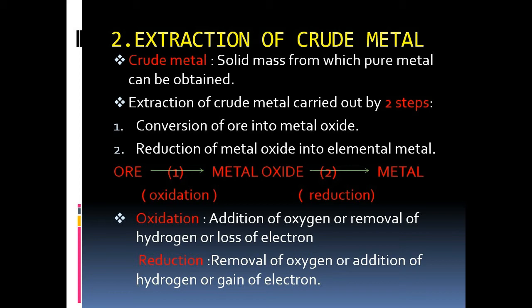So students, first the ore converts to metal oxide by an oxidation process. That is the first step. Then the metal oxide converts to metal by reduction. This is the second step. As you all know, oxidation means addition of oxygen or removal of hydrogen or loss of electron. And reduction means removal of oxygen or addition of hydrogen or gain of electron. These definitions can vary for different types of reactions, so based on the reaction we can use oxidation and reduction.